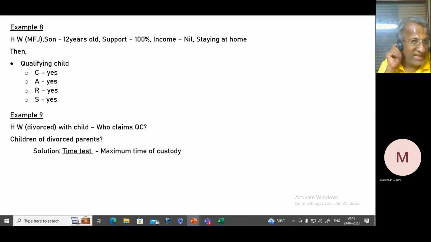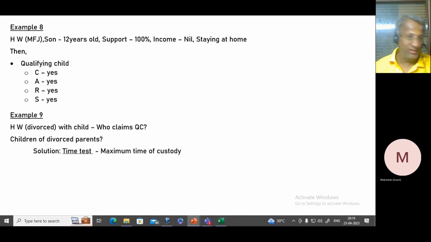Okay. So what is the test that you have? If that child were to be in the custody of either husband or wife, in whosoever side the child has lived for greater number of months, then that particular parent will take that particular child as dependent qualifying child. So this is what a general logic can easily be extended. Always in the audience you will find people asking, when they are half, I mean 6 months each.